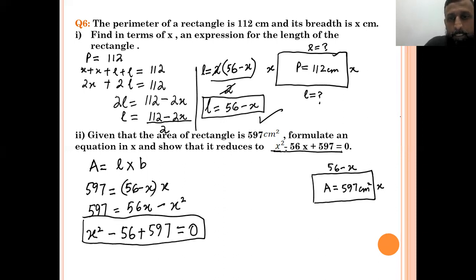See, can you see this in the question? Show that the equation reduces to x squared minus 56x plus 597 equals 0. So by just simply applying the formula for area of the rectangle, that is A equals length into breadth, I found this equation. Hope the concept is clear. You just need to apply the formula A equals length into breadth. Let's move on to the next part, dear students.